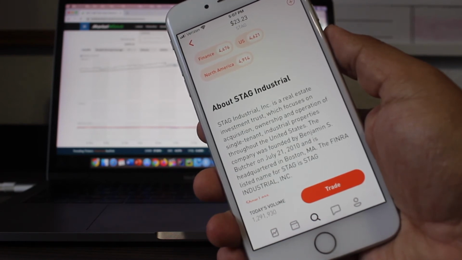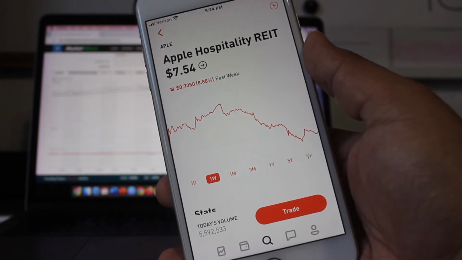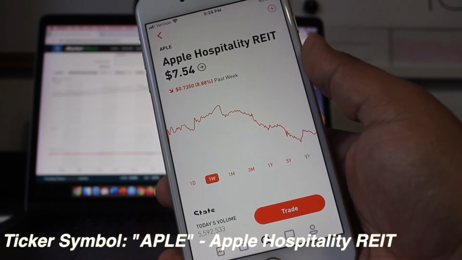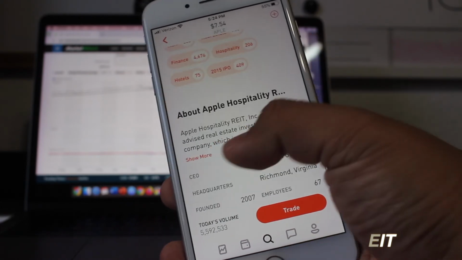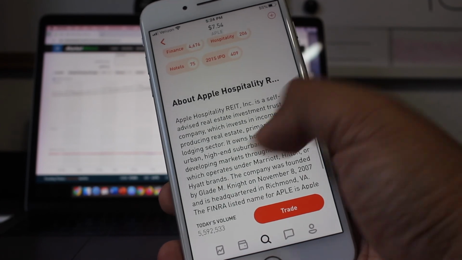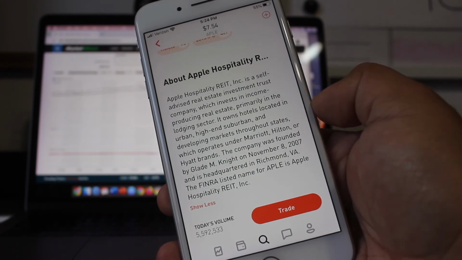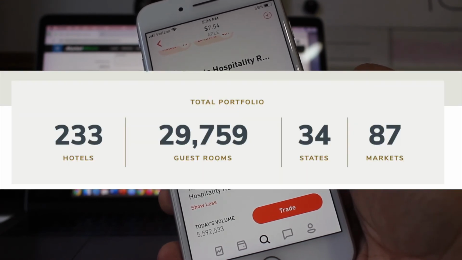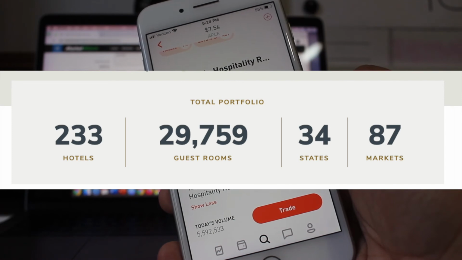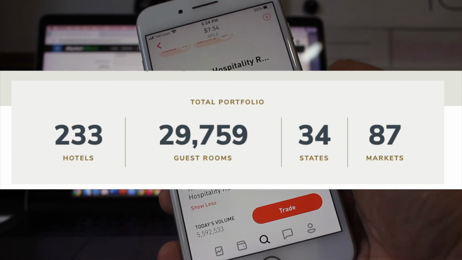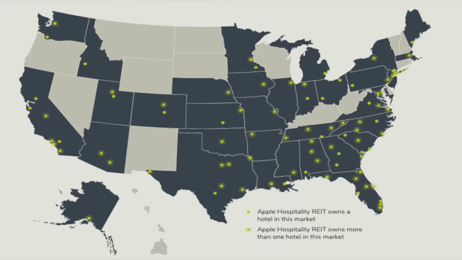So for our last example, we are going to be looking at the Apple Hospitality REIT. Now this is a publicly traded real estate investment trust that owns a portfolio of upscale select service hotels. And as you can see in the Robinhood app, it does say that it owns hotels located in urban, high-end suburban, and developing markets throughout the United States, which operate under Marriott, Hilton, or Hyatt brands. On this screenshot, we can see that it owns over 233 hotels, 29,759 guest rooms, over 34 states, and in 87 different markets. And on this map, we see all of the states in which Apple Hospitality REIT owns a hotel, and all of the states in which this REIT owns more than one hotel within this market.